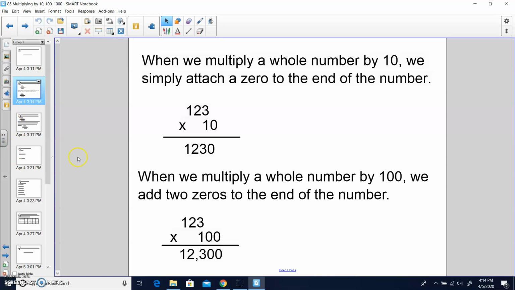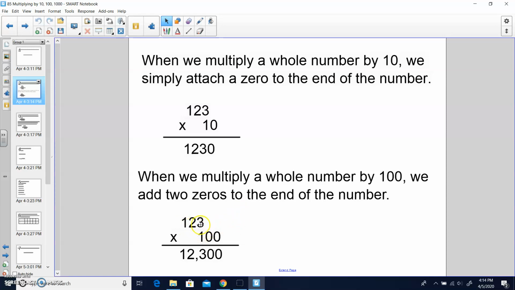Okay, when we multiply a whole number by 10, we simply attach a 0 to the end of the number. So I'm taking 123 times 10. So I'm just adding 1 0 on. I'm just bringing that 1 0 straight down. So 123 with a 0 at the end, 1,230.